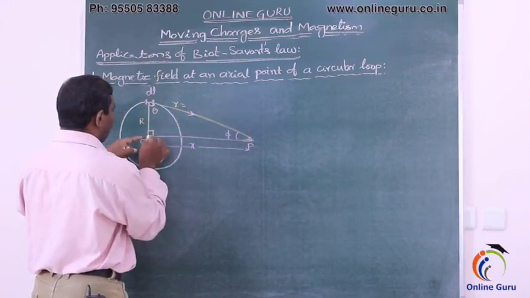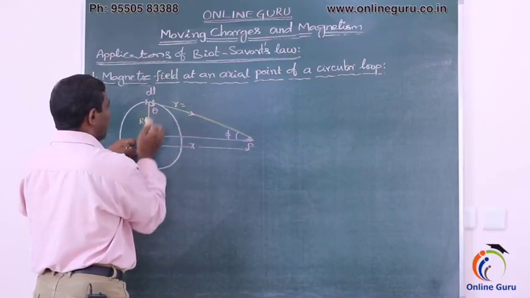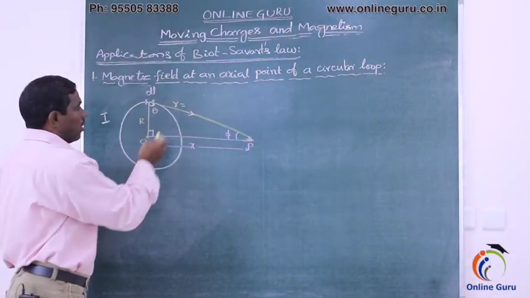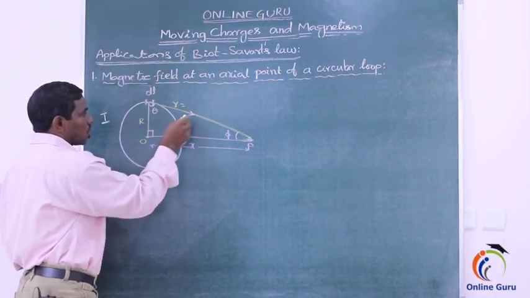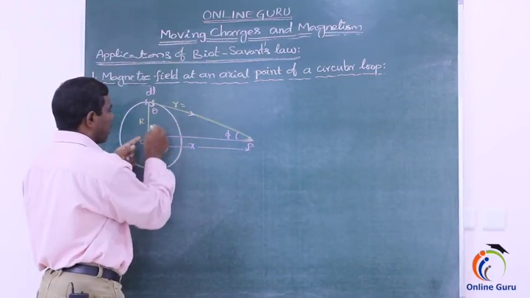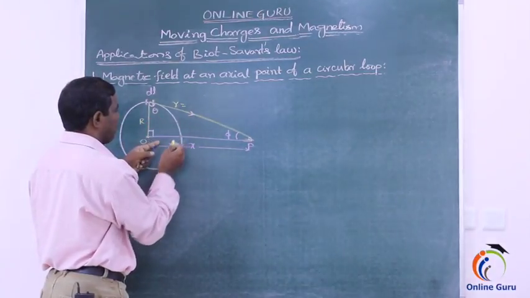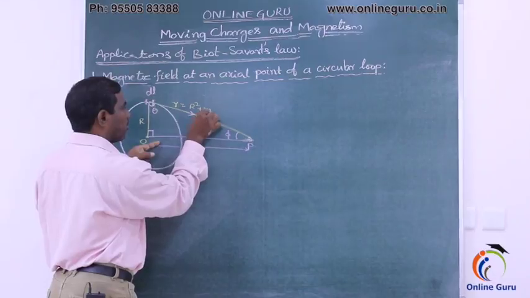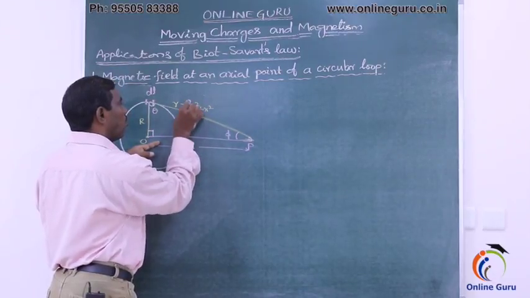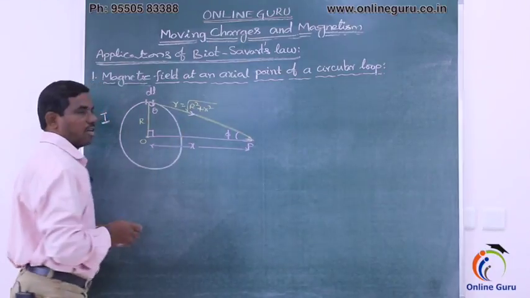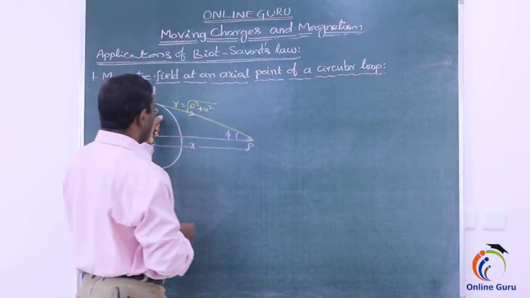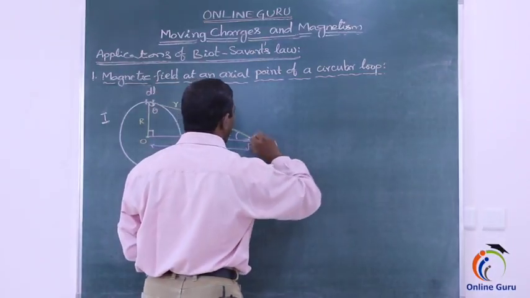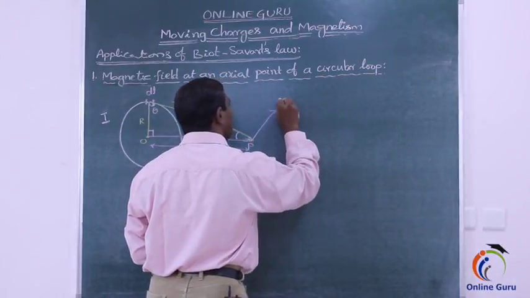We consider O, the current element dl, and the point P as a right angle triangle. We can apply the Pythagoras theorem: the square of the hypotenuse is equal to the sum of the squares of the other two sides. According to that, small r is equal to the square root of capital R square plus x square. This is the distance between them. The current element dl produces a magnetic induction dB.